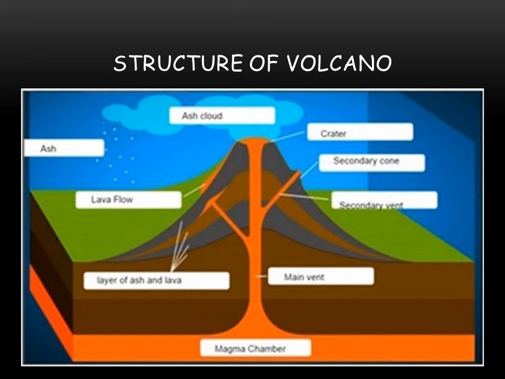Here this is the labeled diagram. You may get this diagram in exams unlabeled, and you have to label it then. It shows the ash cloud, the ash area, the lava flow, the layers of ash and lava, the magma chamber, the main vent, the secondary vent, the cone, the secondary cone, and the crater.